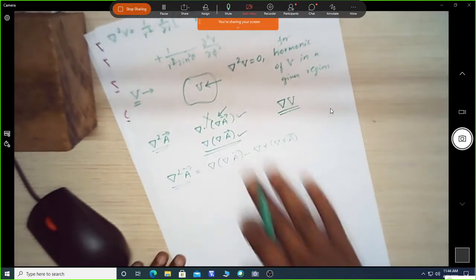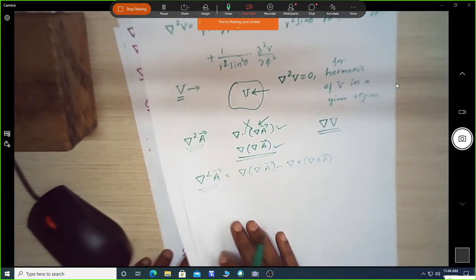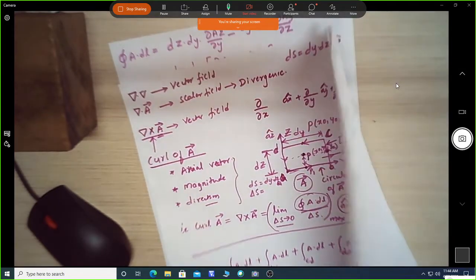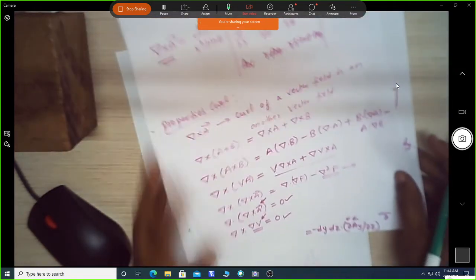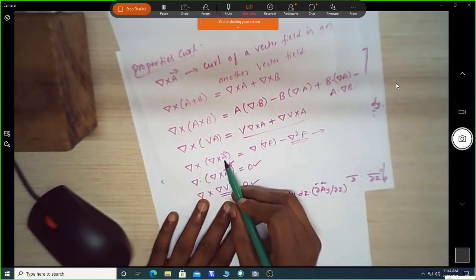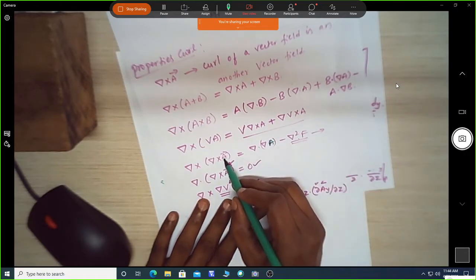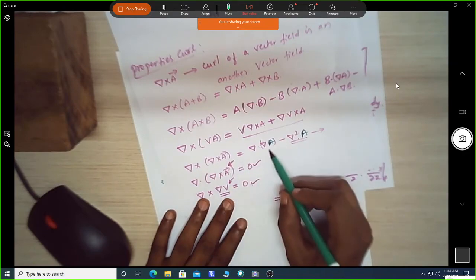And yesterday we defined this also, when we did the properties of curl. Yesterday I told you, okay, this is A actually. If I operate on A, this is A. So make that correction. Okay, if I operate on F, it will become F.